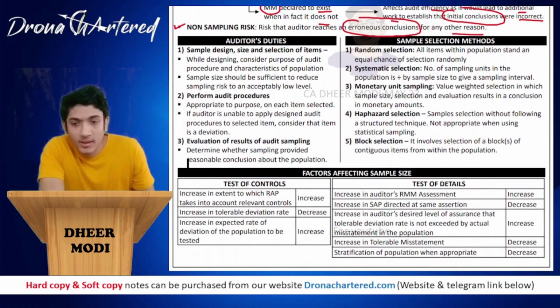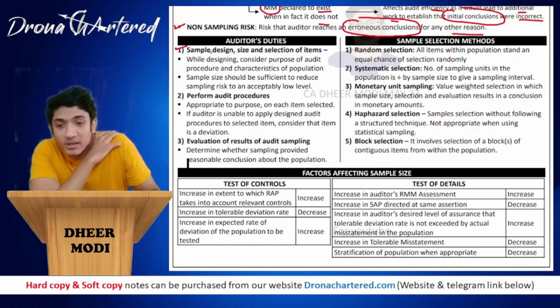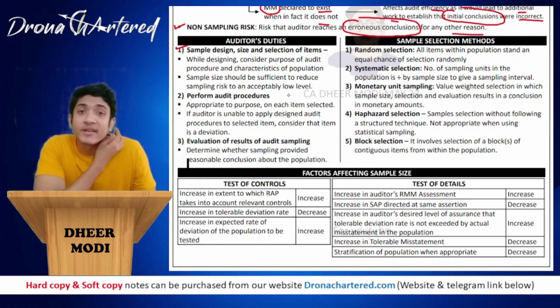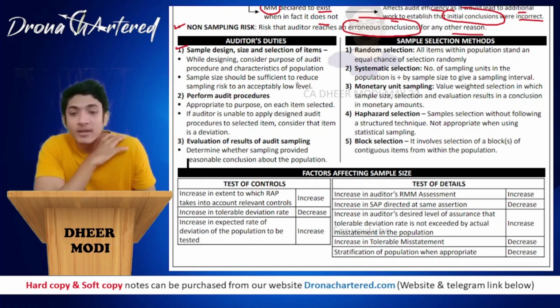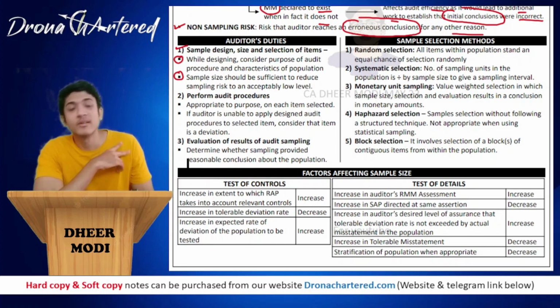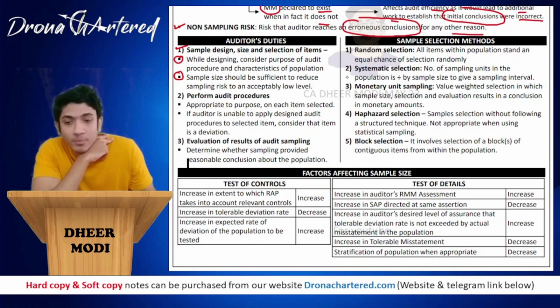Okay. Then next is, what are the auditor's duties? So the auditor's duties with regards to sample design, size and selection of items is, while designing, he should consider the purpose of the audit procedure and characteristics of the population. He should understand what the population characteristics are and why this audit is being performed. That is why this procedure is being performed. The next is, sample size should be sufficient to reduce sampling risk to an acceptably low level. That is, the sample size that you choose, your number of sample items should be appropriate. That is, your quantum should be perfect.